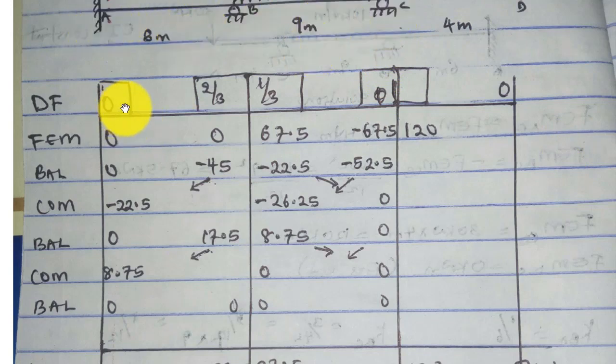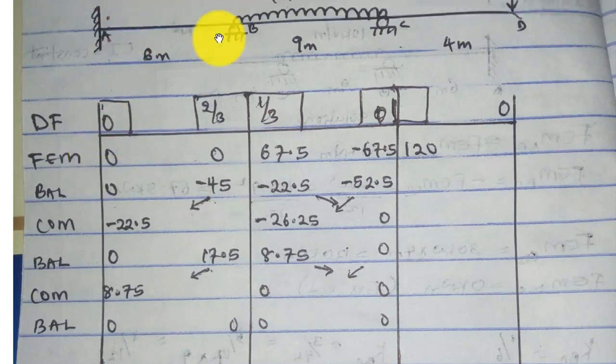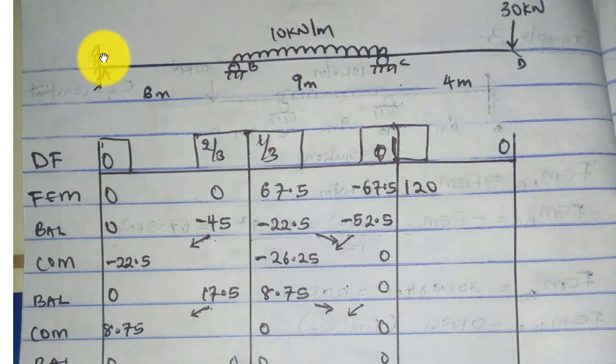So the distribution factor for this point is zero. It's a pin, so it doesn't have a distribution factor. So this B, 2 over 3, 1 over 3, this is what? It is 1. So the fixed moment for this point is 0. For this point, minus 45. BC, you have minus 22.5. CB, you have minus.